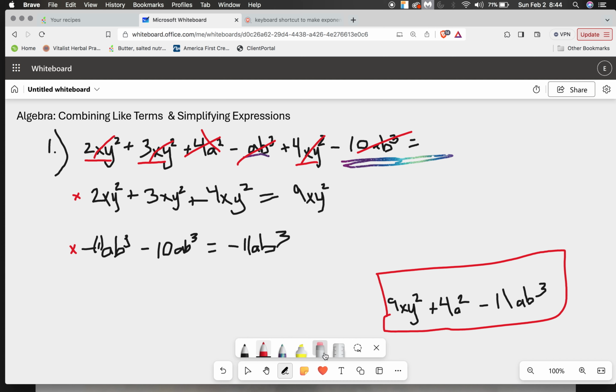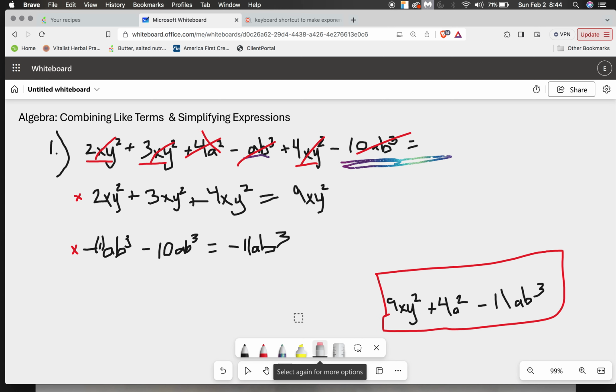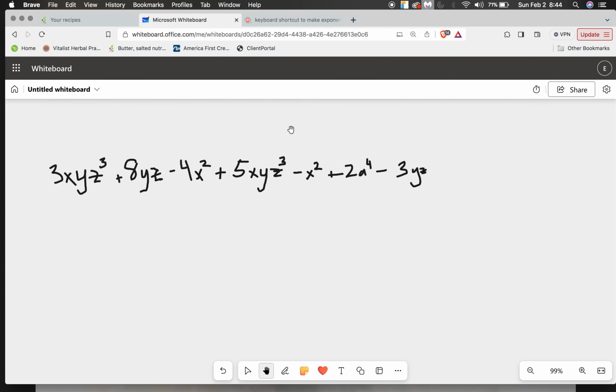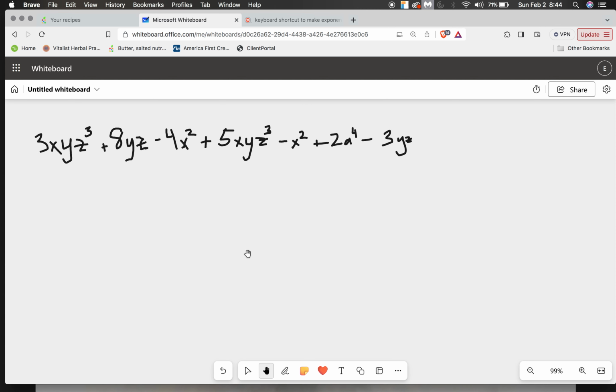If you feel like you've got a pretty good handle on being able to do like -1 minus 10 without having to write it out, then we can also do another way to keep track of all of our terms. And so on this problem, I will show you one little thing that I enjoy doing.